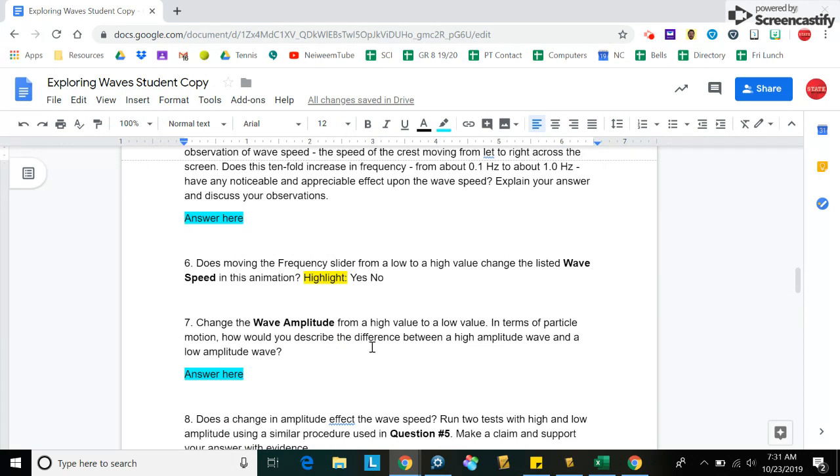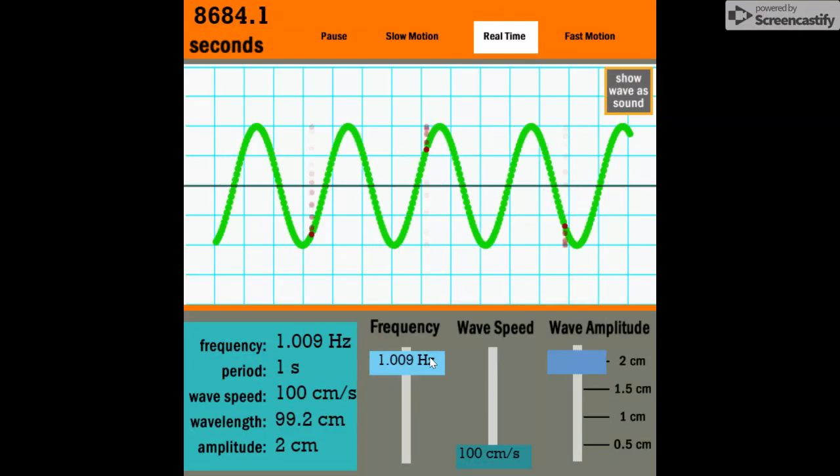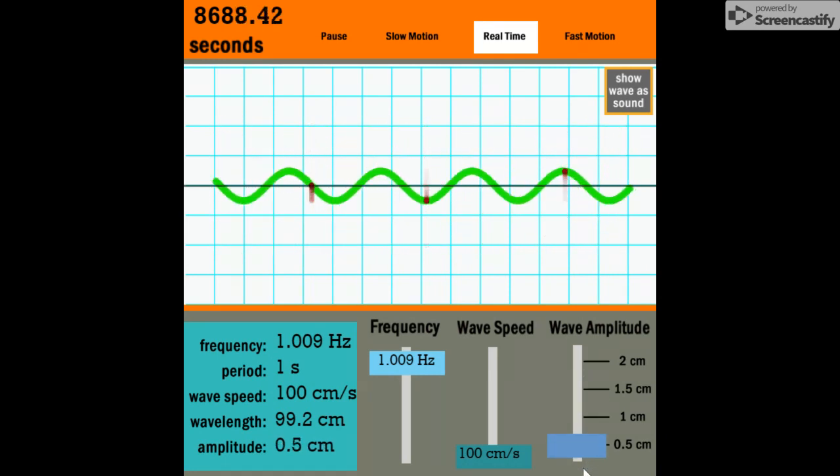Does moving the frequency slider from low to high change the listed wave speed in this animation? Yes or no? Change the wave amplitude from a high to a low value in terms of particle motion. How would you describe the difference between a high amplitude wave and a low amplitude wave? So changing the amplitude, it's very high here. Now it's very low. How does that change the particle motion?